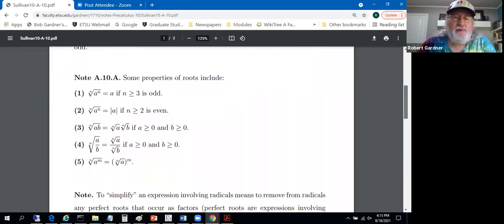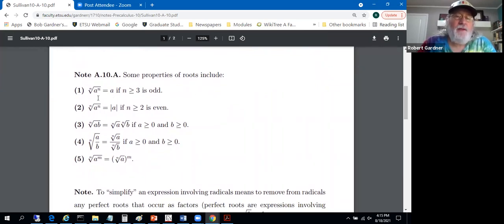Some properties of roots are the following. The nth root of a to the n equals a, provided n greater than or equal to 3 is odd. The nth root of a to the n is the absolute value of a if n greater than or equal to 2 is even. This we've encountered in the case that n equals 2 before.